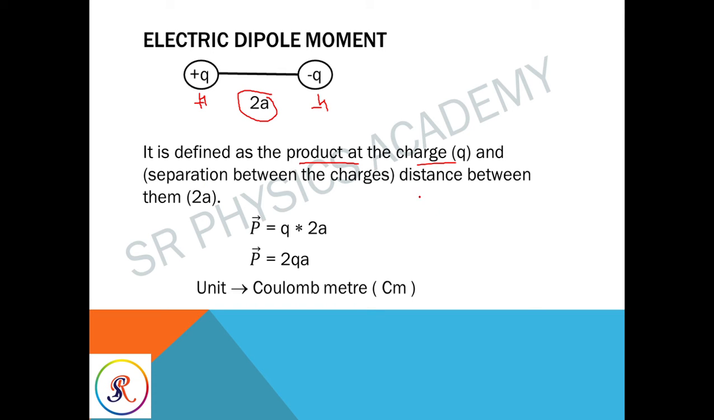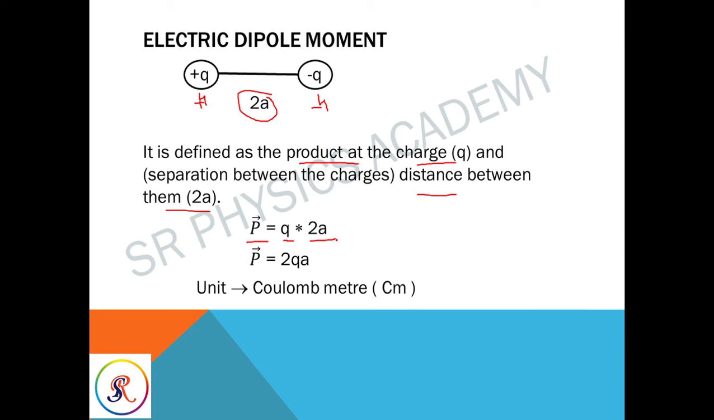What is the distance here? The distance between them is 2a. We denote the electric dipole moment by P. P equals, we know the charge. Here we have to take any one of the charges, either the positive charge or the negative charge, minus Q. But we should take any one. So Q into the distance between them, 2a.